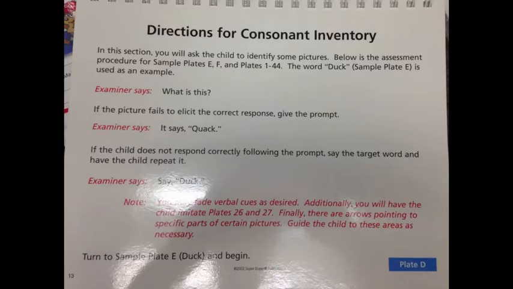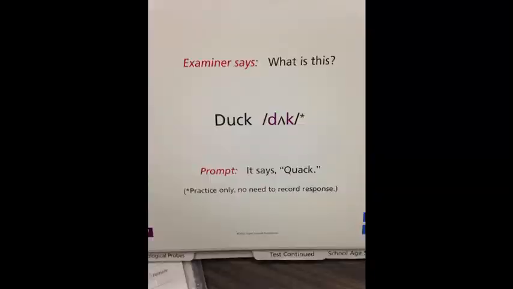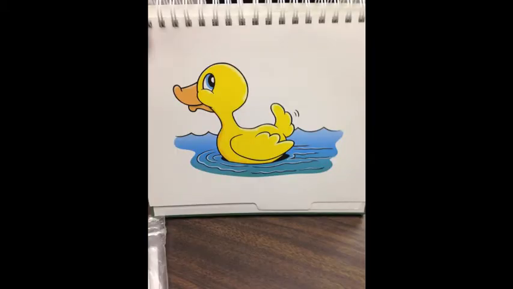The first main subtest is the consonant inventory. In this section, the clinician will simply ask the child to identify different pictures. The examiner will point to a picture and say, "What is this?" If the picture fails to elicit the correct response, a prompt such as, "It says clap," will be given. If the child is unable to respond correctly following the prompt, the child will be asked to repeat the target word, and the examiner will say duck.